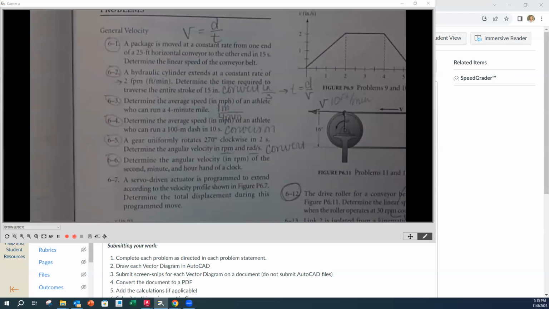The next one, number 5, is another conversion, I guess. It says we have a gear and it's rotating at 270 degrees in 2 seconds. They want you to determine the angular velocity in RPMs and in radians per second. So again, it's a conversion. You would take the 270 degrees on top, per 2 seconds underneath, and then you want to convert it to radians per second and revolutions per minute. Any questions on that one?